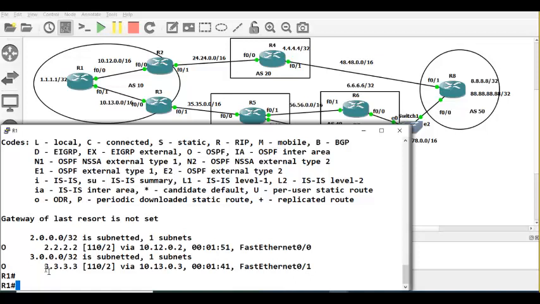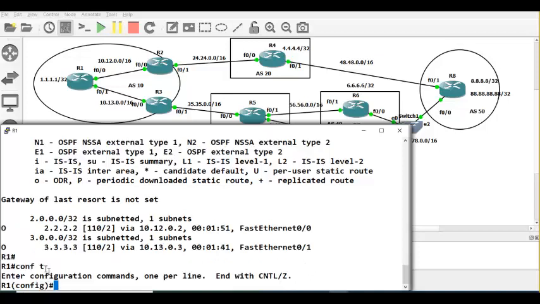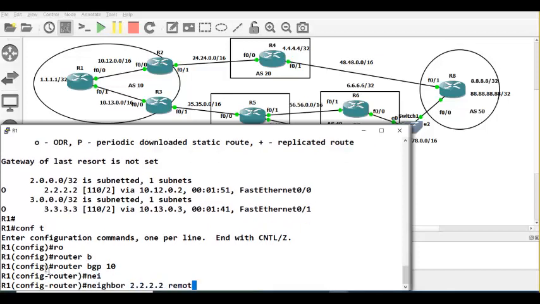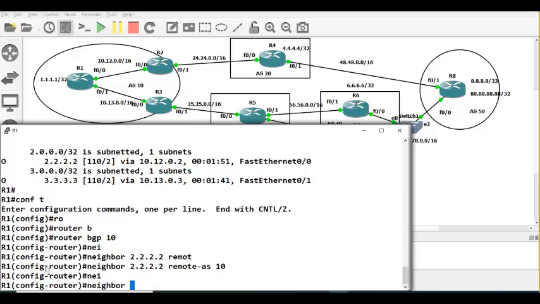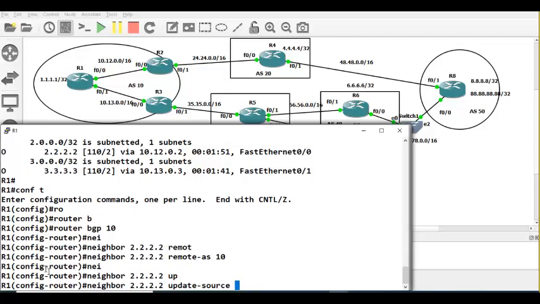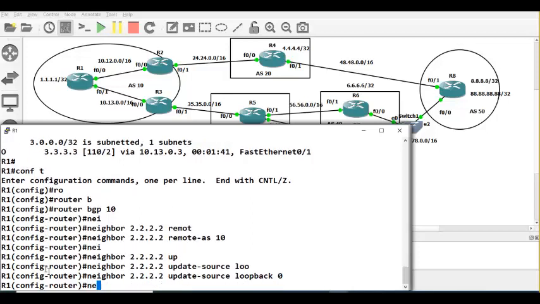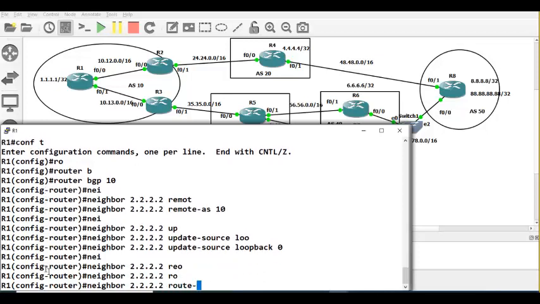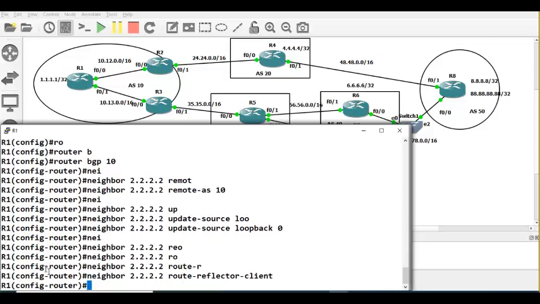We'll use route reflector. Let me start from router 1. Router BGP 10, neighbor 2.2.2.2, remote AS 10, neighbor 2.2.2.2 update source loopback 0, neighbor 2.2.2.2 route reflector client. We all know the purpose of this command. Only then, the routes learned from router 3 will be given to router 2, and routes learned from router 2 will be given to router 3.